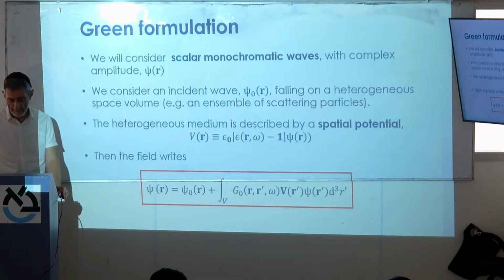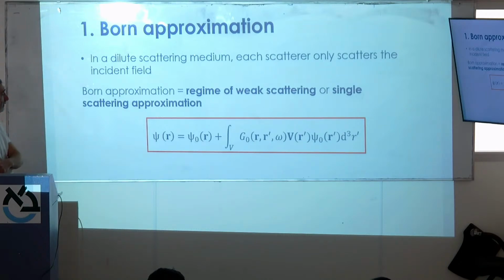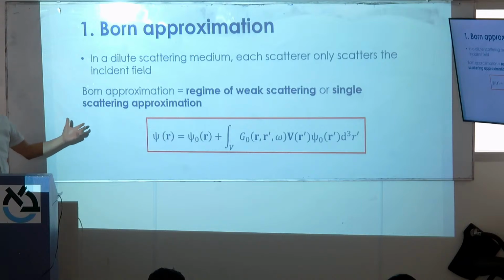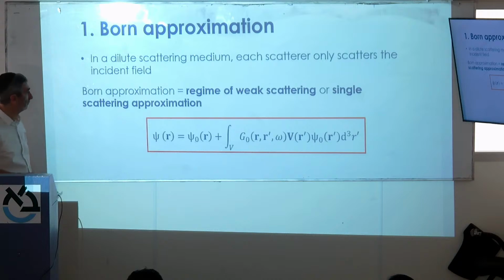Let's review the Born approximation. We consider a dilute medium, not too many particles. Each scatterer only scatters the incident field, so each scatterer sees only the incident field impinging on it and scatters it. You never consider the field that comes from other particles around it. This is true if the system is dilute, if the particles are far away from each other. This is called the Born approximation, the regime of weak scattering, or single scattering approximation.